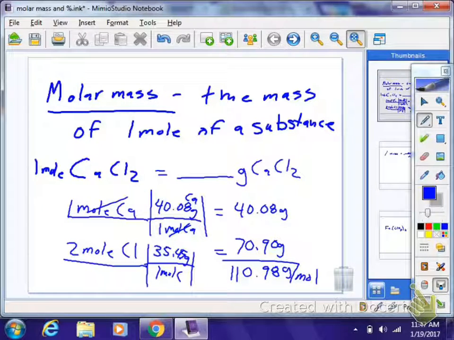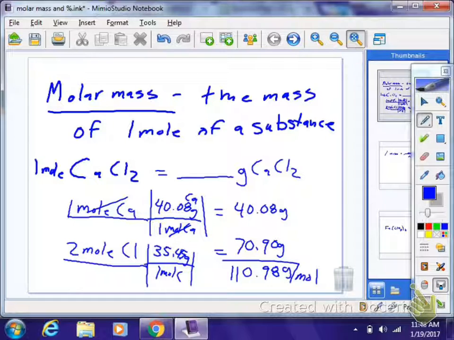Any questions? That's the molar mass. Any questions with that? Pretty easy to do. Count your atoms. Moles of atoms. Multiply the moles of atoms. Add them up. Gives you the molar mass. Got it. Thoughts and questions on that?